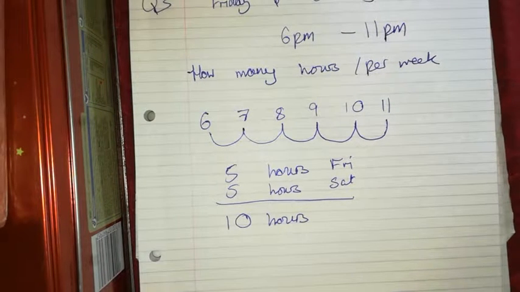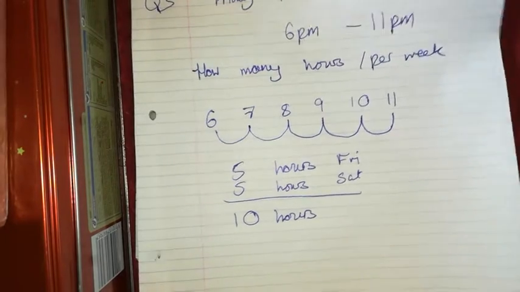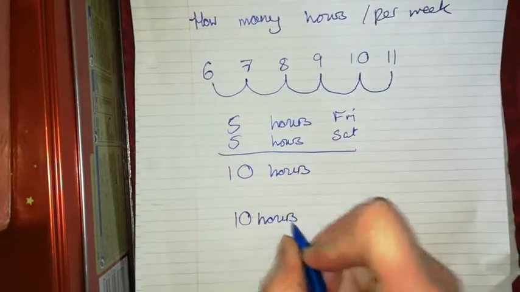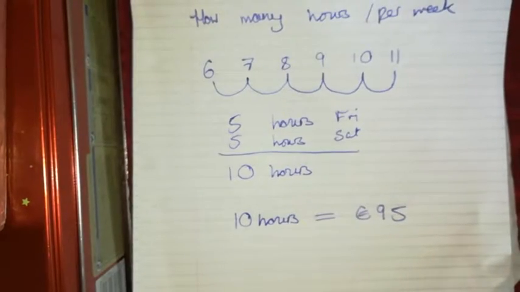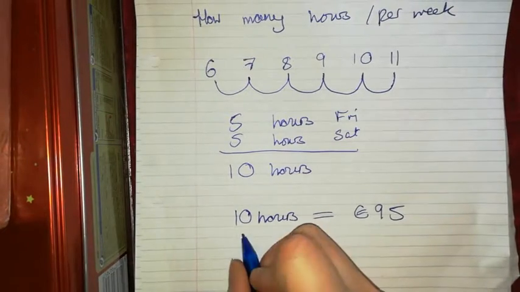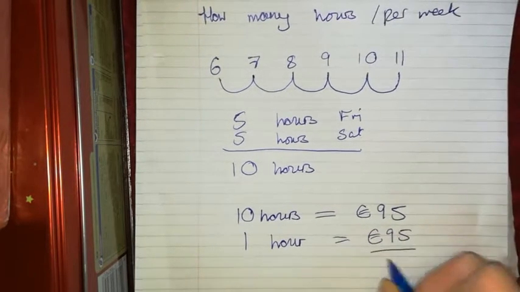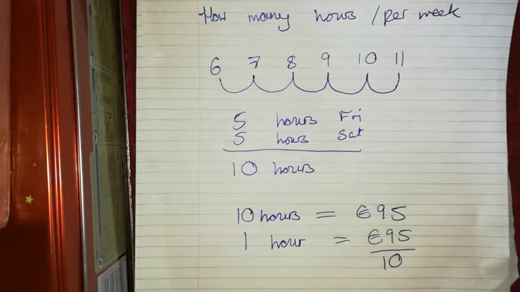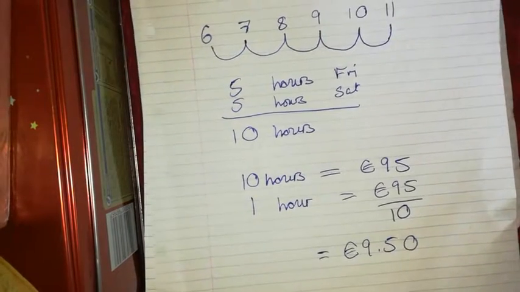And then we're told Kyle earns €95 in total every week. Find how much he earns per hour. Well, if 10 hours equal €95, if I want to get what 1 hour is, I'm going to have to divide both sides by 10. So 1 hour is equal to 95 divided by 10, and that should give me 9.5. So €9.50 per hour is what he earns.